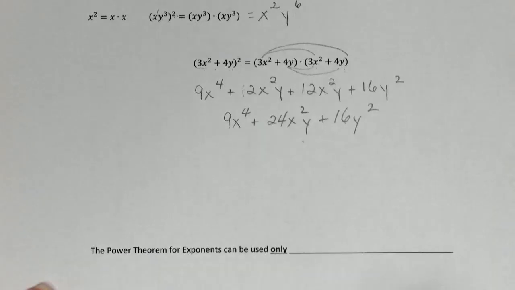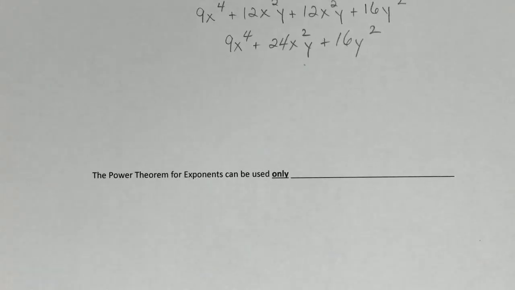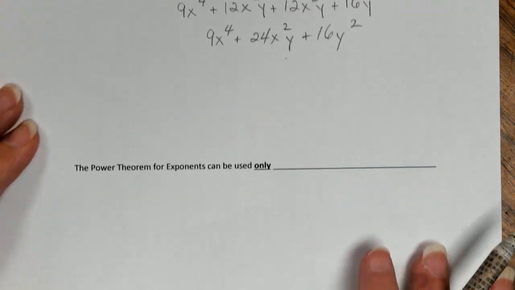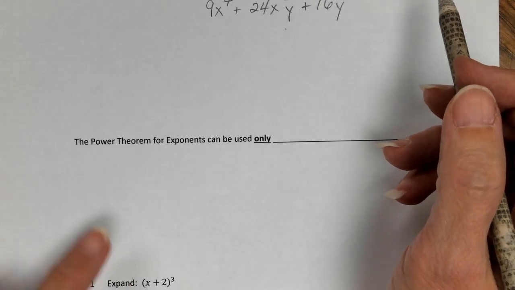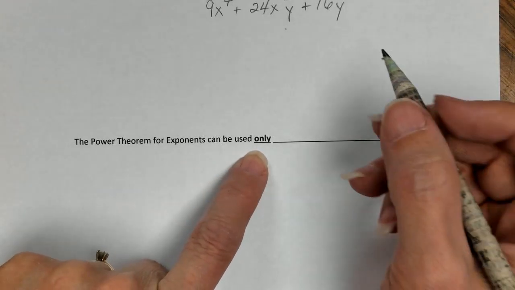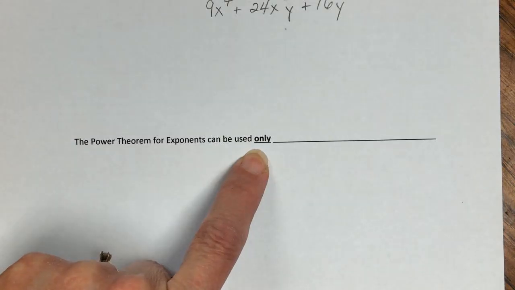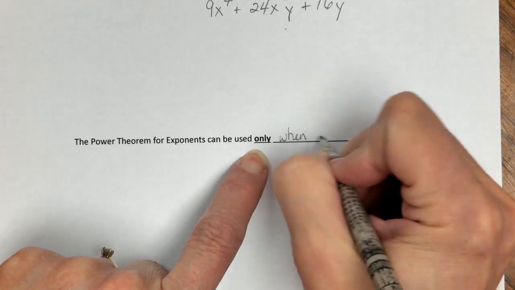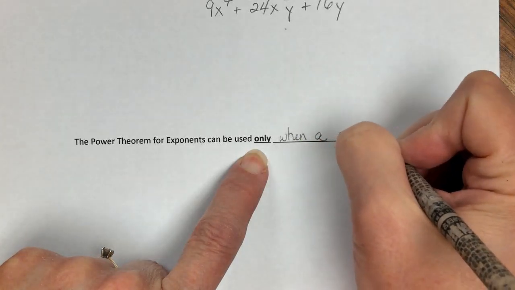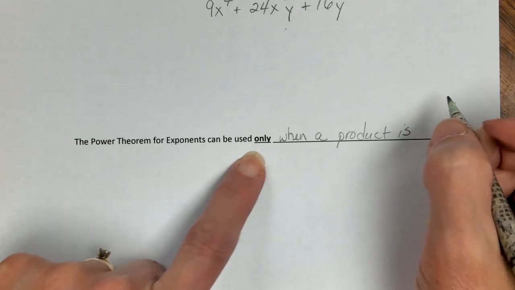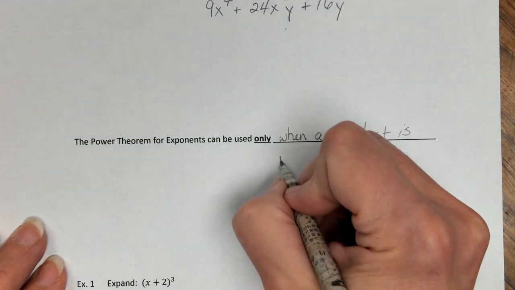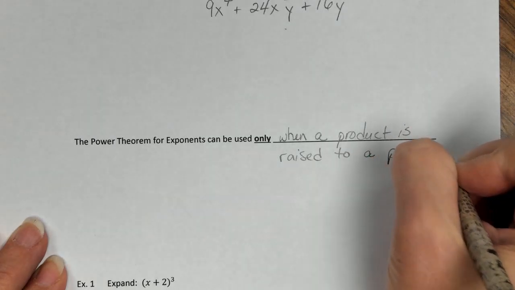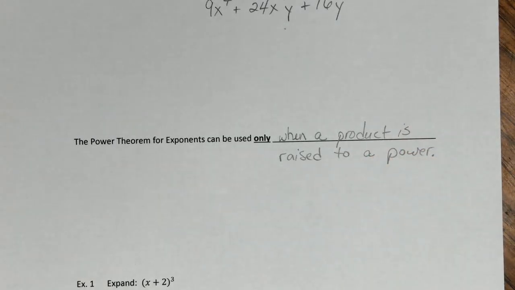And so this part is just a reminder that that power theorem that says when you have a power raised to a power you can just multiply the exponents, that only works for products. So the power theorem for exponents can be used only when a product is raised to a power, not a sum. It doesn't work when there's a plus or a minus in between them.